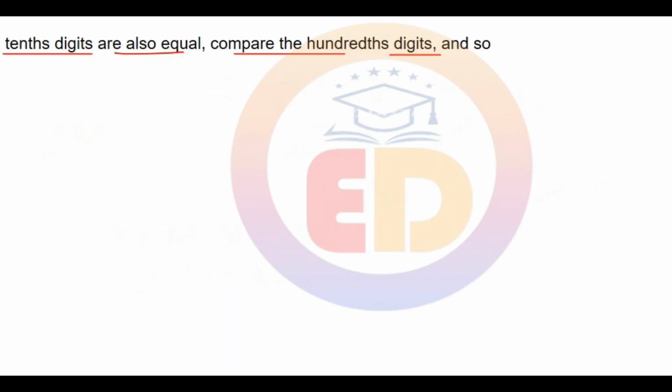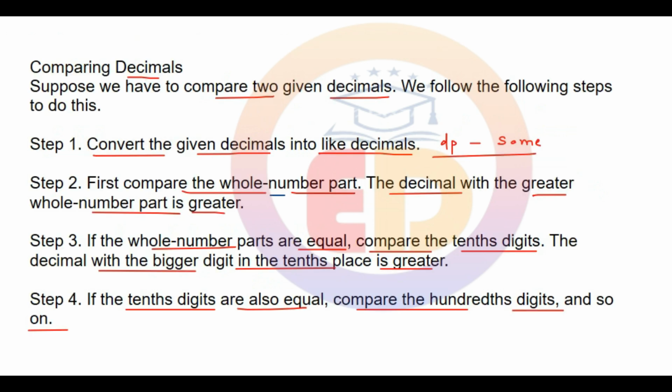Step 2 says we have to compare the whole number part to find out which decimal number is greater. Let us go to step 3 and understand what to do when the whole number parts are equal. The rule says that we compare the tenths place. Let us understand this through an example.